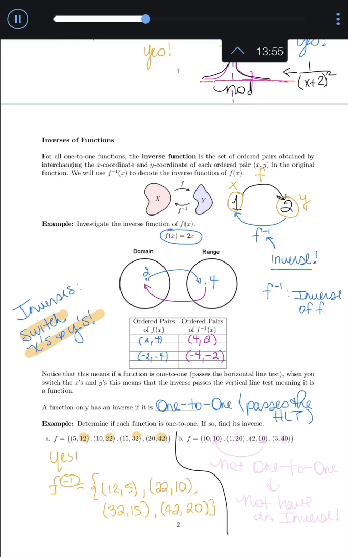Let's look at B now. Now, B, we wanted to again determine, first of all, is our function going to have an inverse? Well, in order to determine that, I need to look at all the y values to see if it's going to pass the horizontal line test, and it will not because we have 2 repeating y values. So it is not 1-to-1, which means it will not have an inverse.